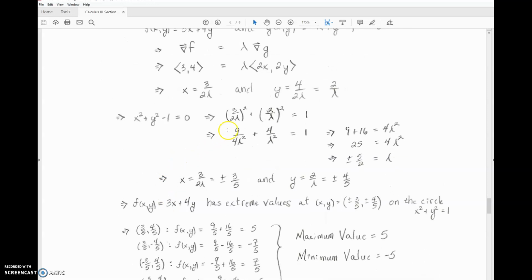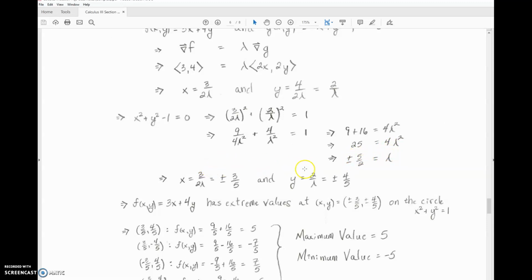So when I get that, I get (3 over 2 lambda) squared plus (2 over lambda) squared, which is 9 over 4 lambda squared plus 4 over lambda squared equals 1. So common denominator is 4 lambda squared, so this is 16 over 4 lambda squared, so I get 9 plus 16 equals 4 lambda squared, which is 25. 25 equals 4 lambda squared, so 25 over 4 equals lambda squared, which means lambda equals plus or minus 5 halves.